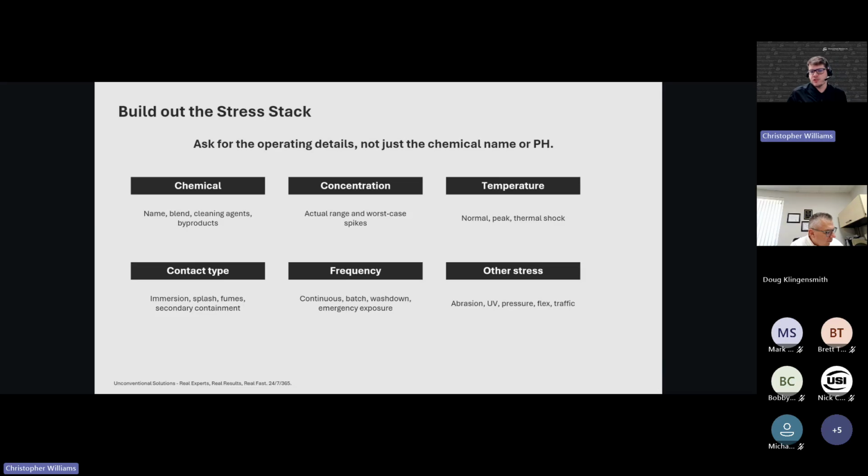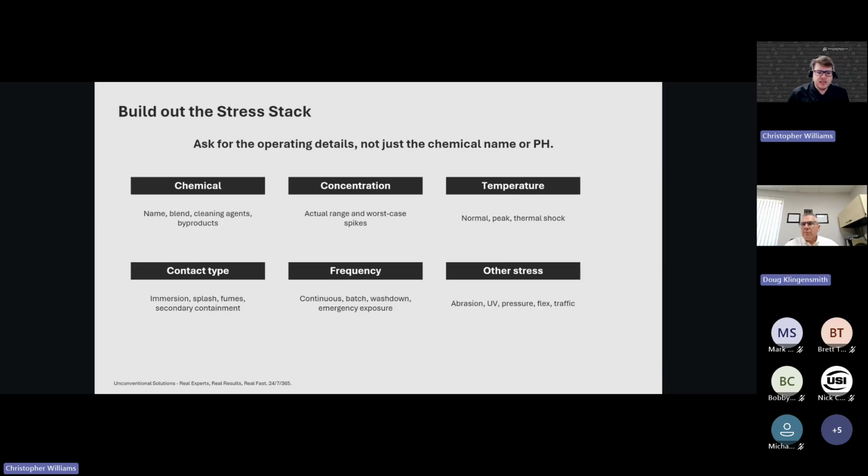You want to talk about the concentration. What's your worst case scenario, or your spikes of concentration, and your actual regular operating range? And of course, you have your temperature. You have your normal operating temperature. Some systems have a peak operating temperature, and sometimes you also have thermal shock, where you're going very rapidly from one to the other.